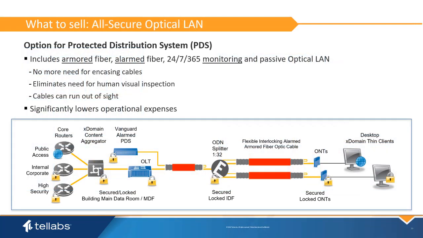Last, there is PON infrastructure and asset protection. It's alarmed, armored, and monitored. You don't need to encase the cable. You don't need to have human visual inspection every day. And you can run those cables out of sight. So you have significantly lower operational expenses.